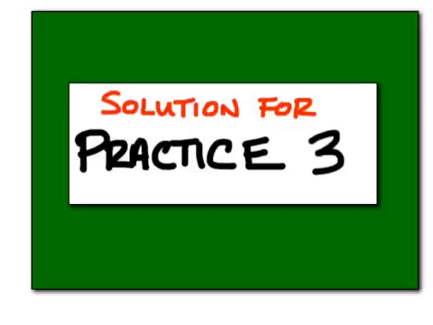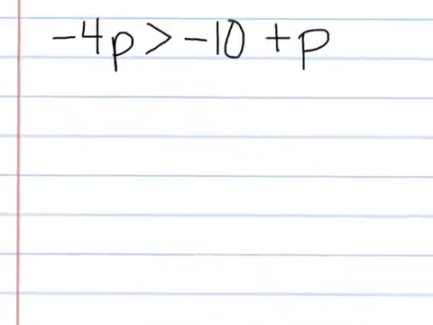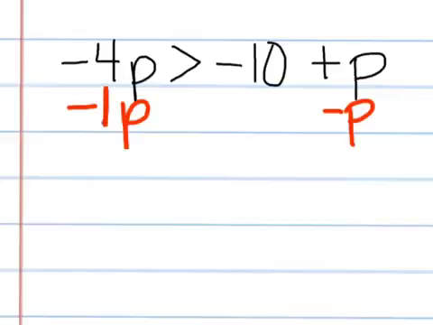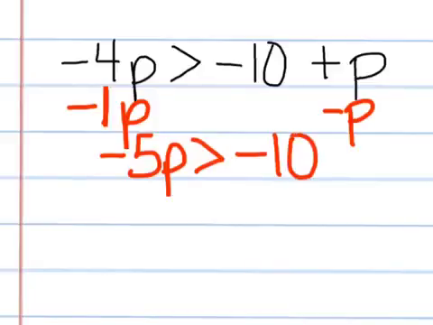We're running out of time, so I'll go ahead and skip to the practice. Okay, we have negative 4p is greater than negative 10 plus p. We want our variables on one side. We're going to subtract p from both sides. Negative 4p minus, this is the same as 1p. Negative 4 minus 1 gives us what? Negative 5. So that's negative 5p is greater than negative 10.